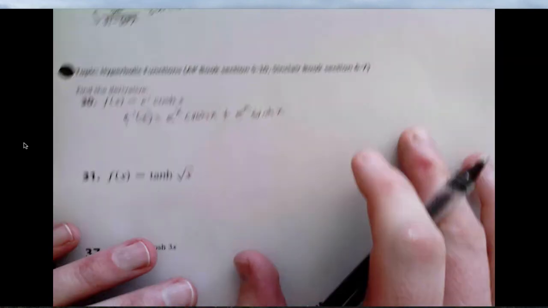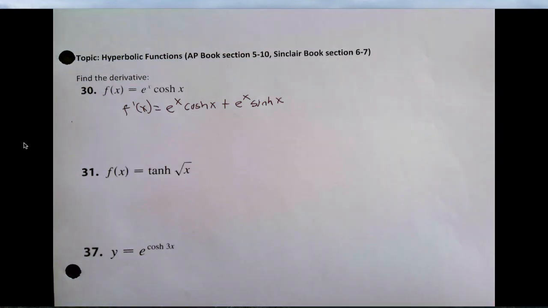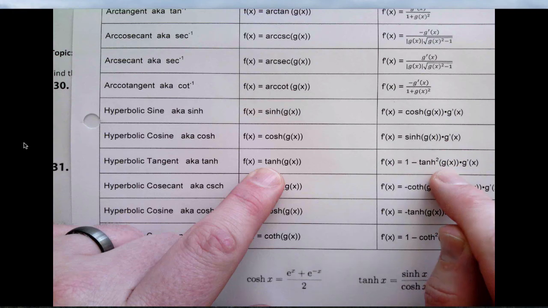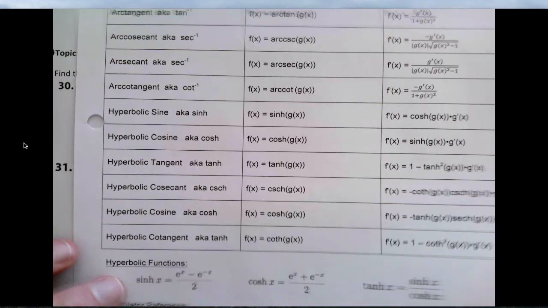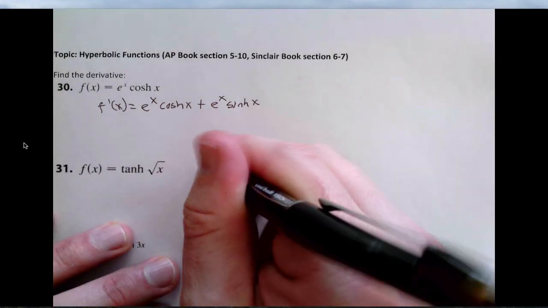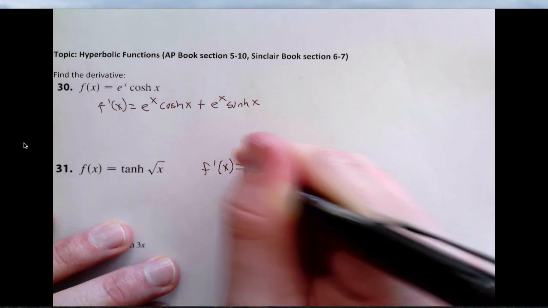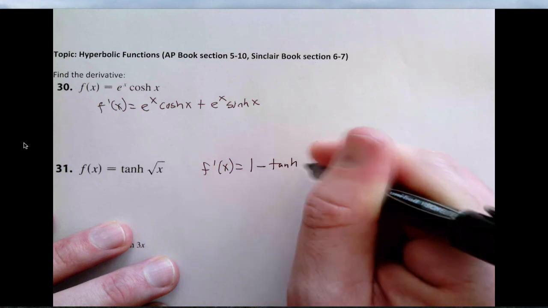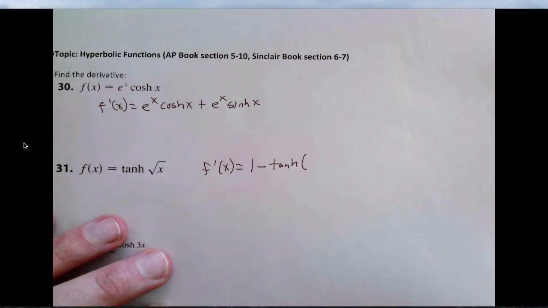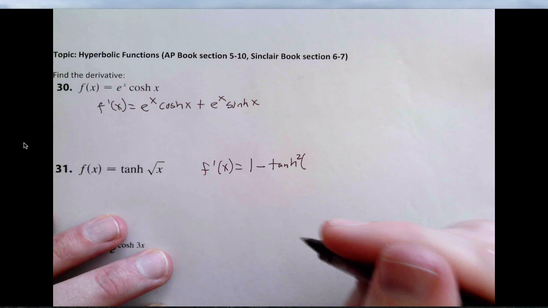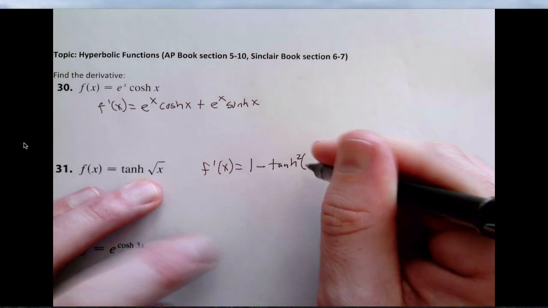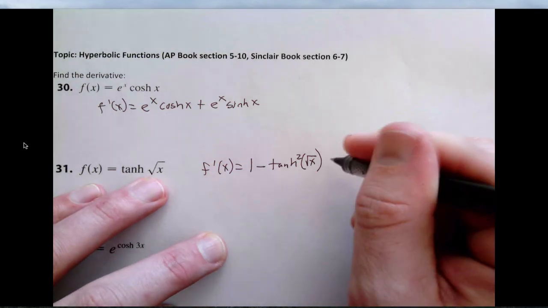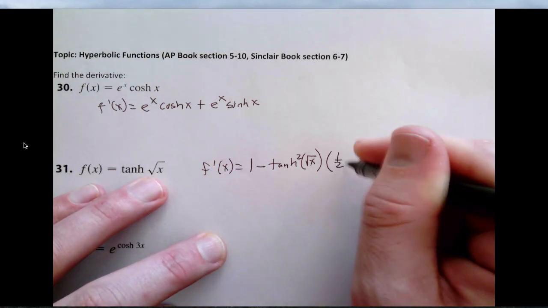Here we go. Next, the derivative of tangent hyperbolic is going to be 1 minus the tangent hyperbolic squared of x times the derivative of the inside. So f prime of x equals 1 minus the tangent hyperbolic squared of x, the inside, multiplied by the derivative of the inside, and that's going to be half x to the negative half.